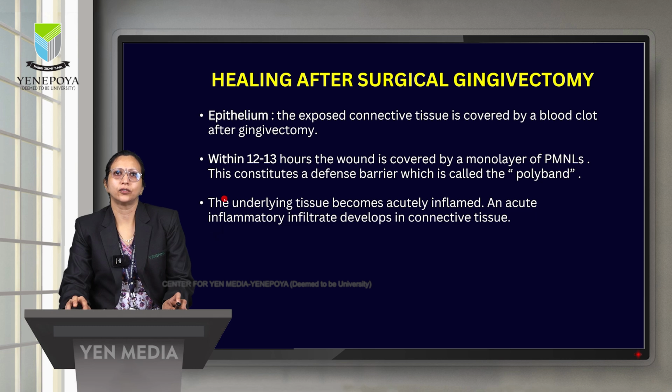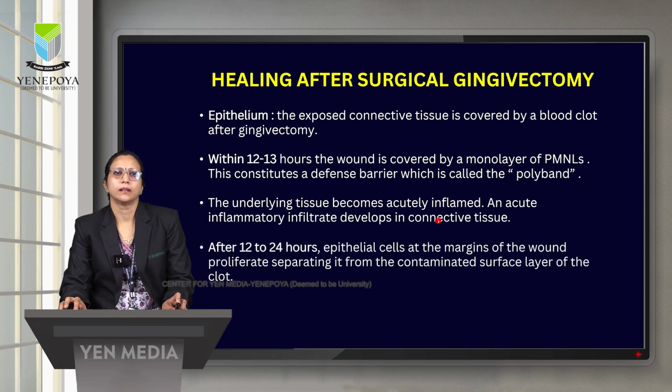After this, the underlying tissue becomes acutely inflamed because this inflammation is required for the inflammatory infiltrate to come in and develop in the connective tissue, and this inflammation is actually required for primary healing. And after 12 to 24 hours, the epithelial cells from the margin of the wound will proliferate, separating it from the contaminated surface layer of the clot.